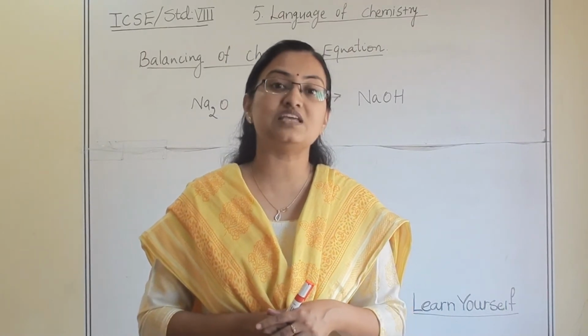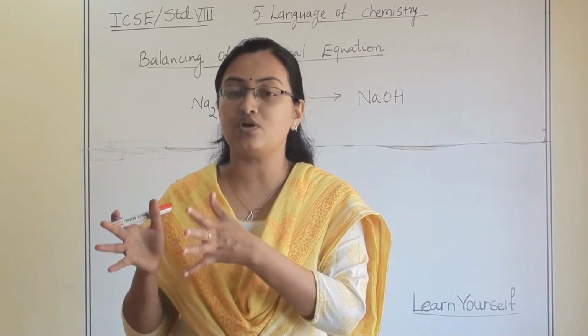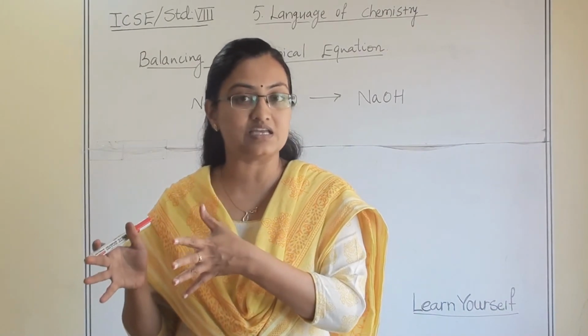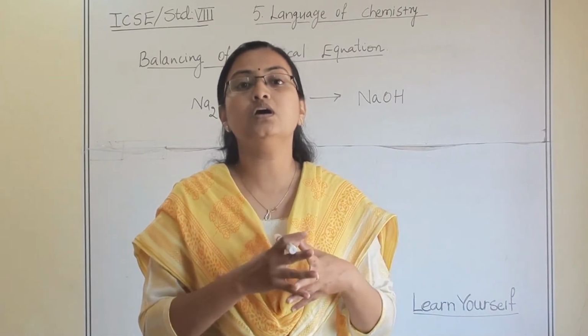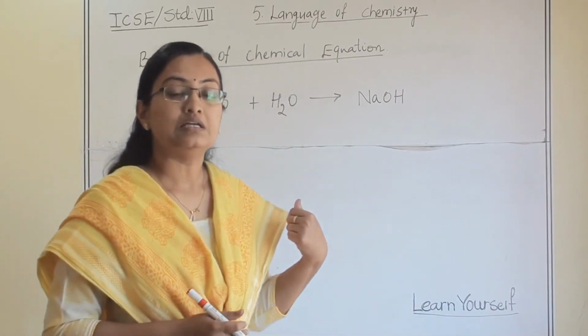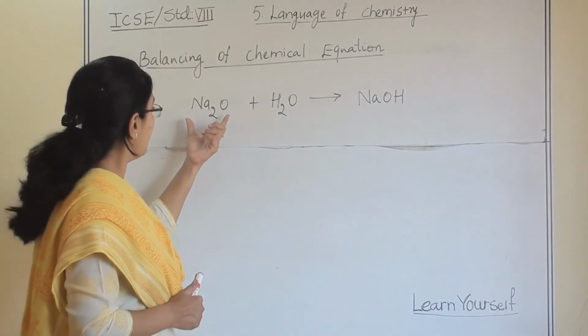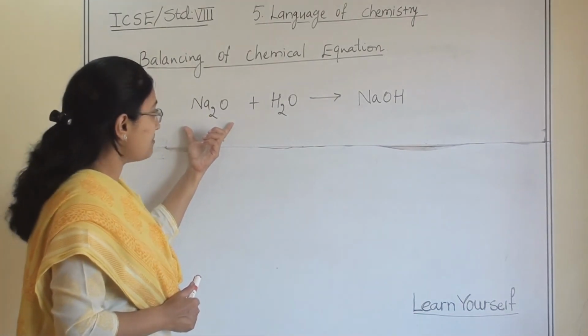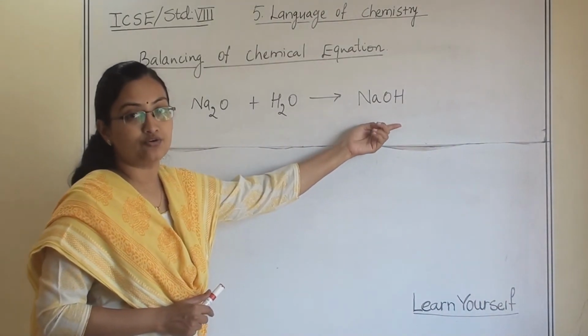So those things we have to balance. We have to check the number of atoms that are present on the reactant side, and we have to make it the same as the products. So let us see. First example, here I have sodium oxide plus water will give us sodium hydroxide.